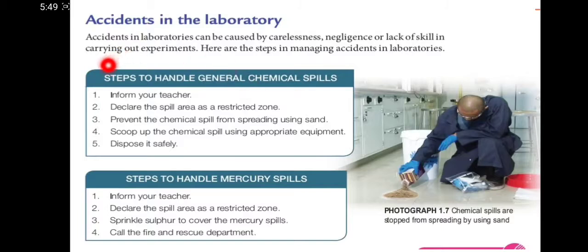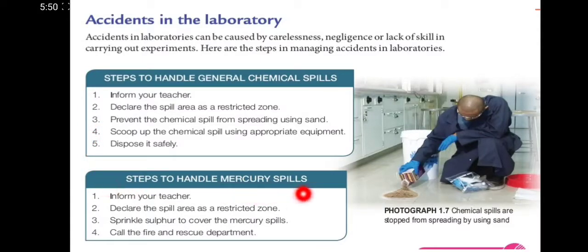Accidents in lab, bila sahaja kita tahu bahawa malang itu tidak berbau. So bila ada berlaku accidents in lab, ini adalah general steps to handle. The first one, mesti inform teacher, jangan diam-diam, inform teacher, and then declare the spill area as a restricted zone. Jangan semua berkumpul di sana, itu adalah restricted zone. And then we can use sand to prevent the spreading of the chemical spill. And then scoop up the chemical spill using appropriate equipment, barulah kita boleh dispose it safely.